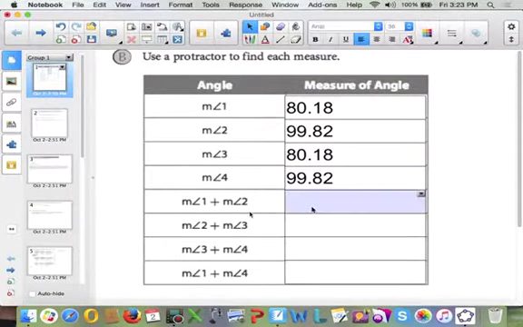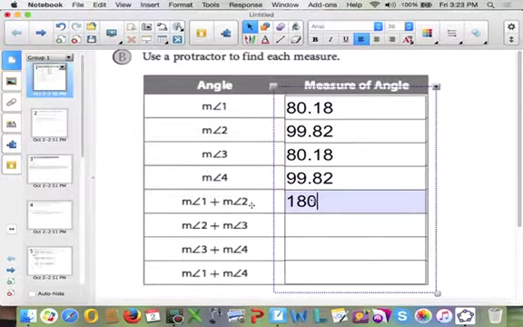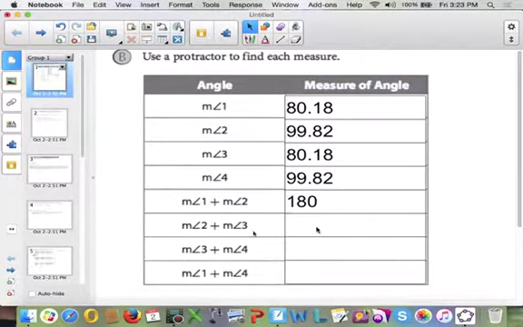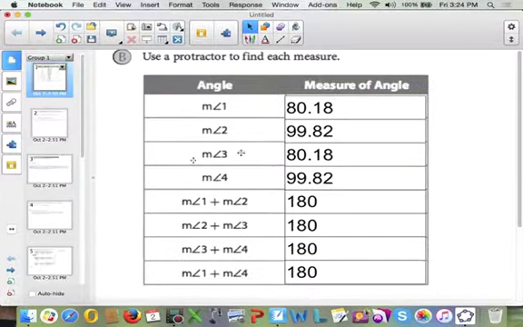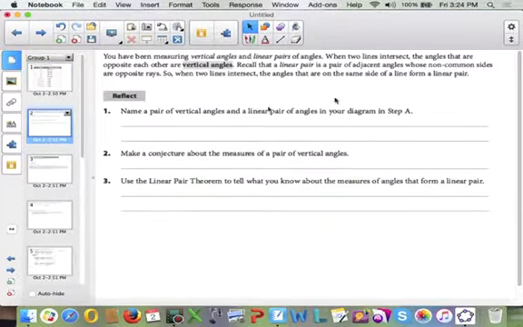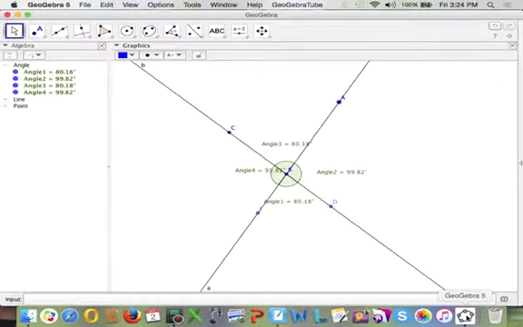And if I add angles 1 and 2 together, I get 180. If I add angles 2 and 3 together, I get 180. Angles 3 and 4 add up to 180, and angles 1 and 4 add up to 180. And what we've been measuring has been linear pairs of angles and vertical angles.